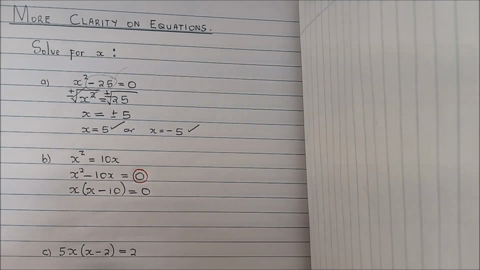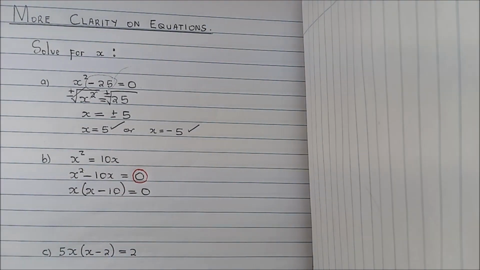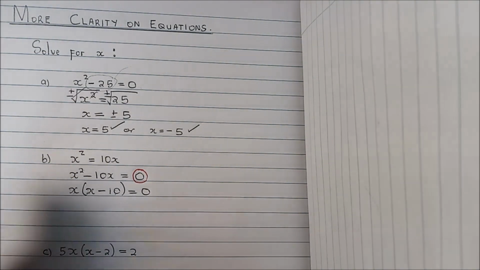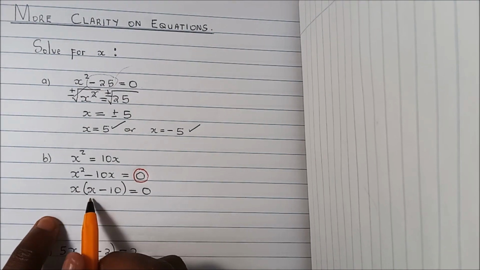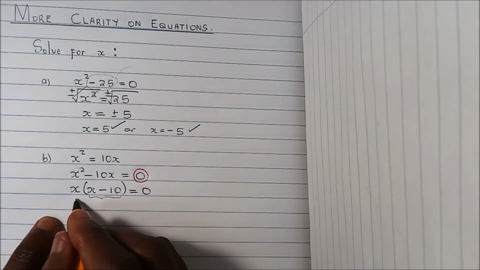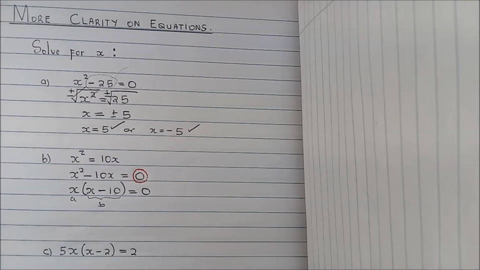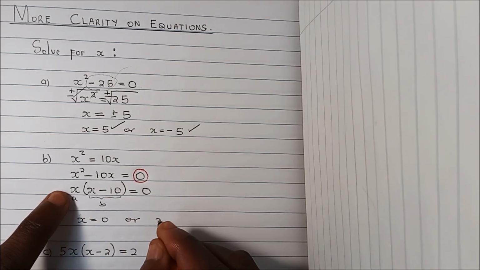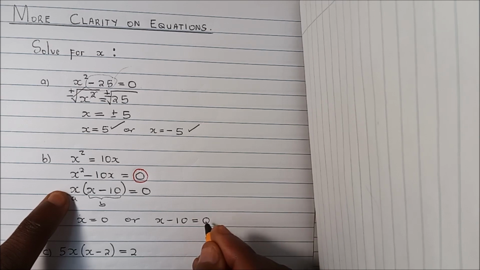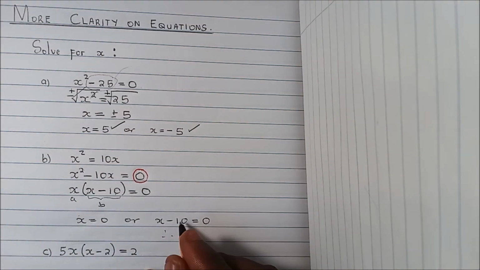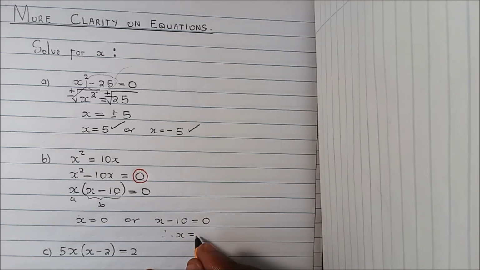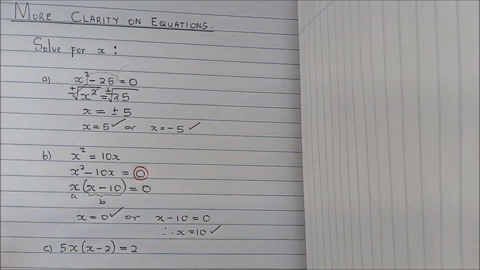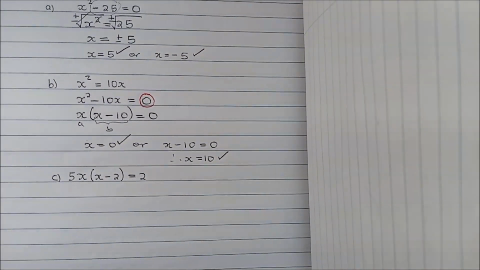So now, the product rule says if you are multiplying two things and the product is 0, that means each part can be 0. So now we're multiplying x with x minus 10. That's more like a and b. So your a is 0 or your b, which is x minus 10, is 0. And then here we just clean up. So x will be, if we take 10 to the other side, x will be 10. That's how you solve type 2. So now let's come to this one.